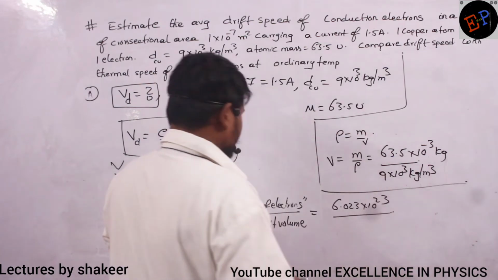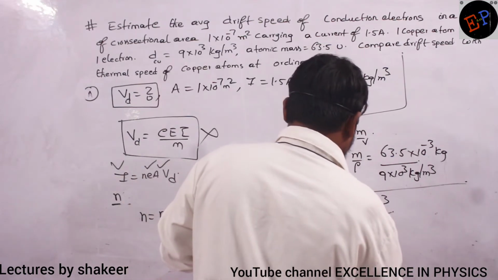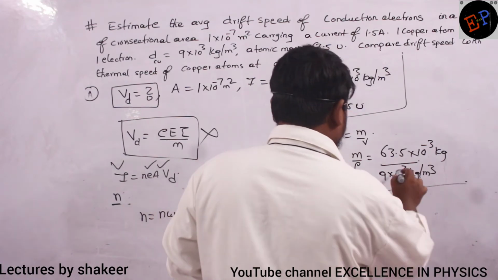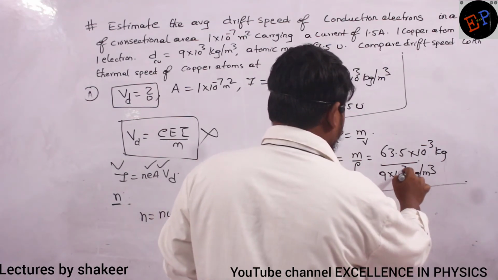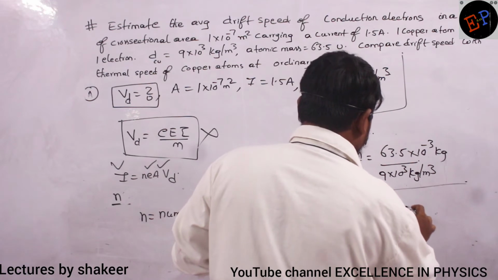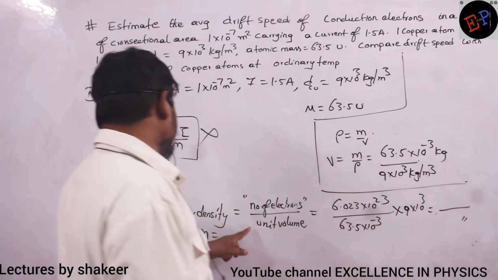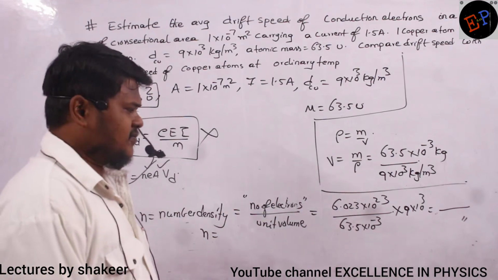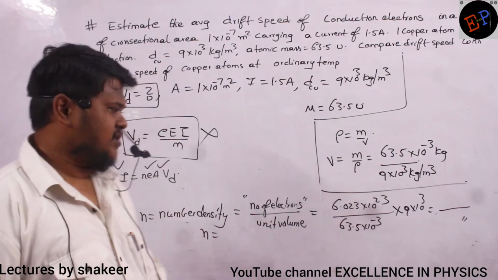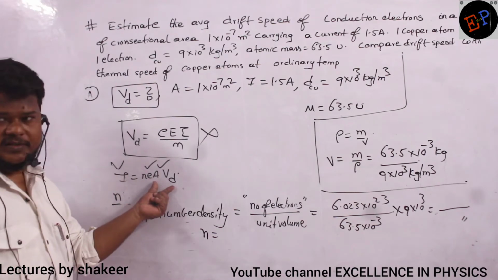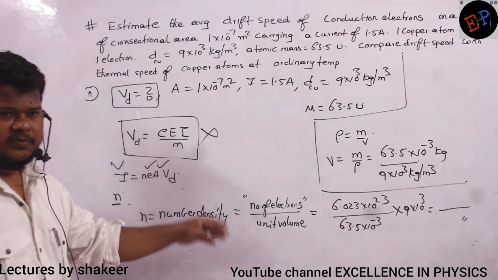Divided by volume. Volume is 63.5 multiplied by 10 power minus 3 divided by 9 into 10 power 3. Since it is in the denominator, it becomes numerator. So just do this calculation and you will get number density of electrons. Once I get number density, very easily I can calculate the drift velocity. Is it clear? Make a note up to here.